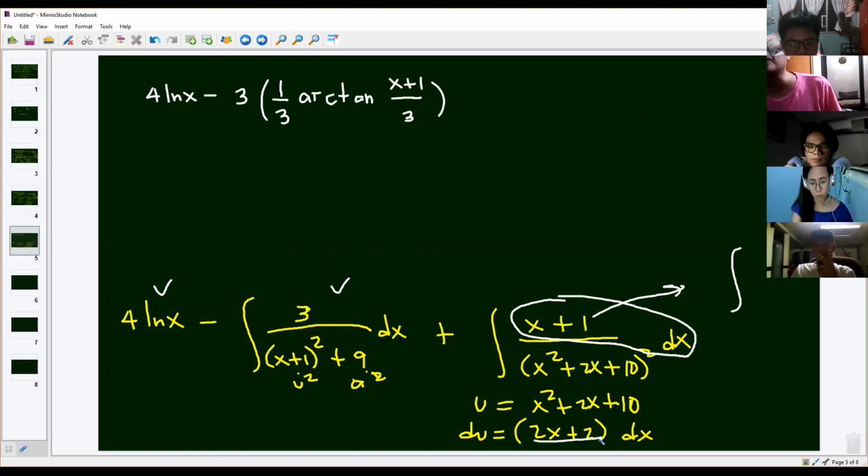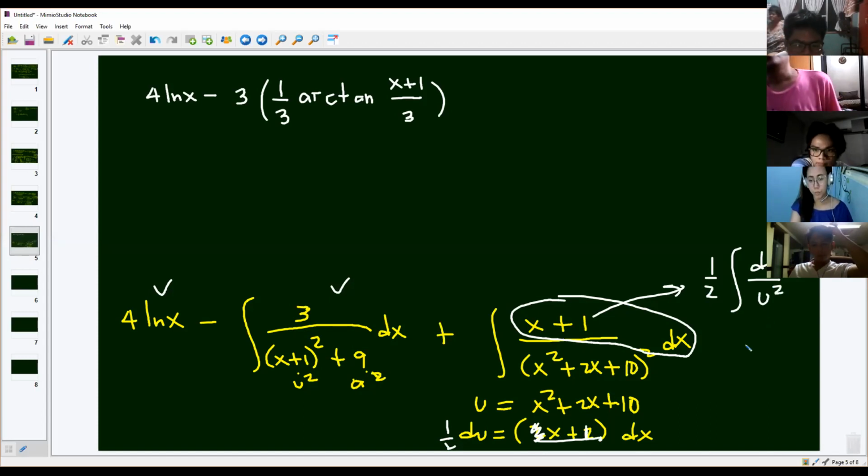Now, by simple substitution, this will become x plus 1 dx above. That's 2x plus 2, guys. So 1 half outside, and if you divide by 1 half, it becomes just x plus 1. Right? So x plus 1 dx is 1 half du, and then your denominator is u squared.